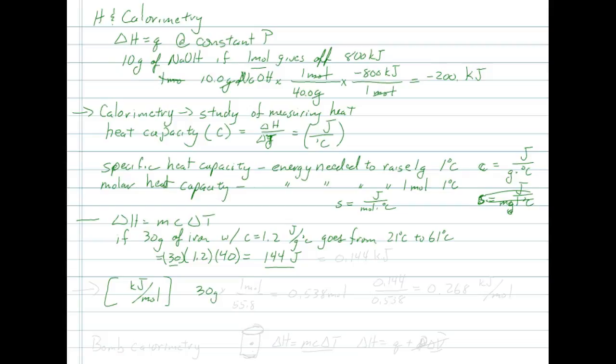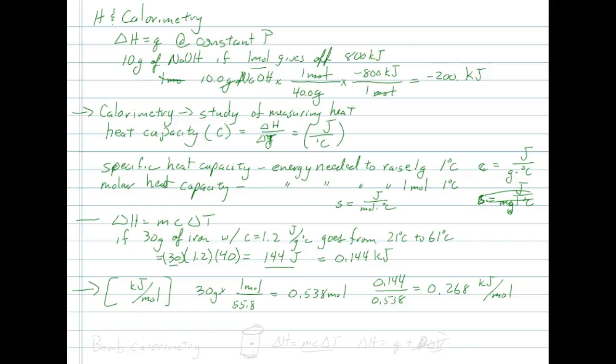30 grams, 1 mole, 55.8 for iron. Do the math and you end up with 0.538 moles. 144 joules is 0.144 kilojoules. And you want the answer in kilojoules per mole. 0.144 divided by 0.538 equals 0.268 kilojoules per mole. So it's just conversion problems if you need to. Sometimes they do that, sometimes they don't.